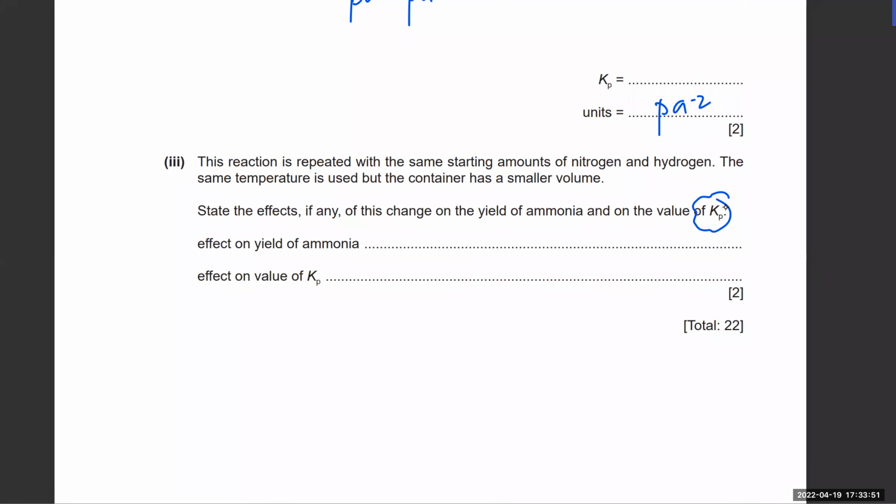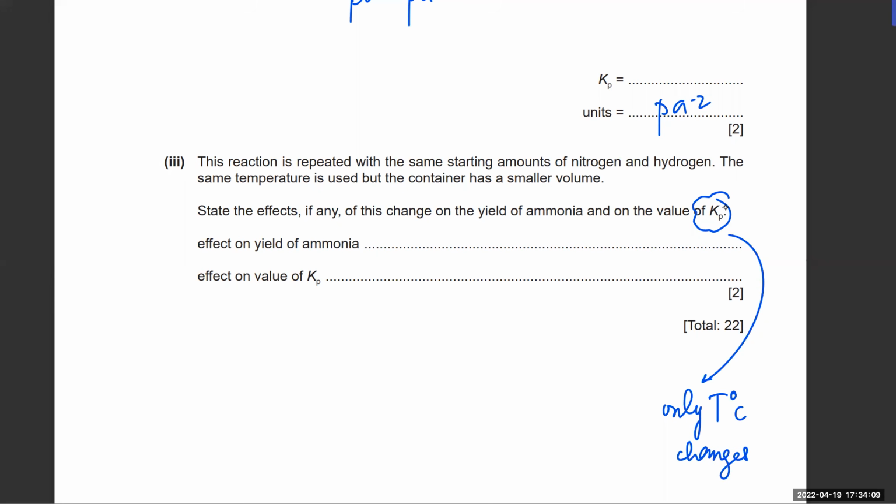Not pressure. The value of Kp: temperature. Kp is a constant and it only changes with temperature. All equilibrium constants, whether it's Kp or Kc, only temperature changes them.